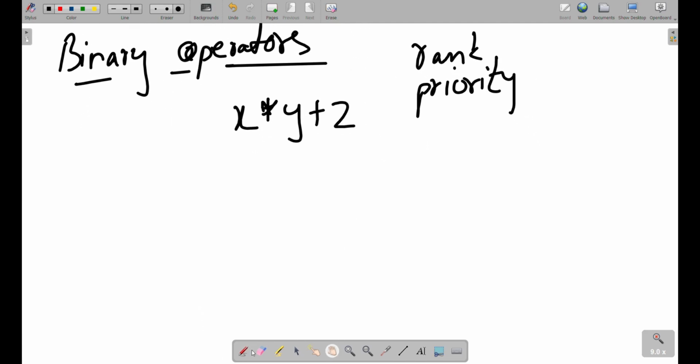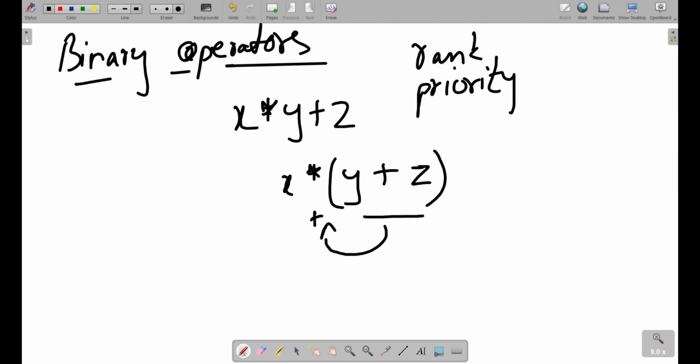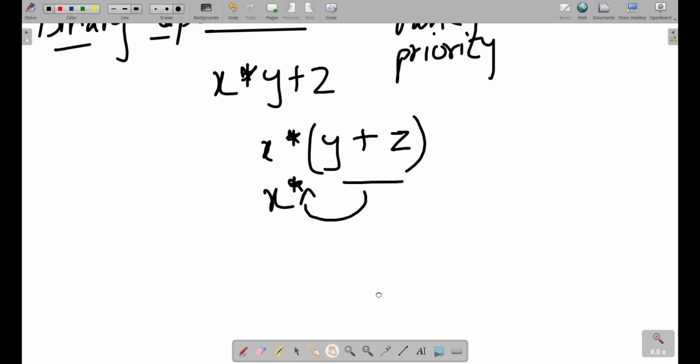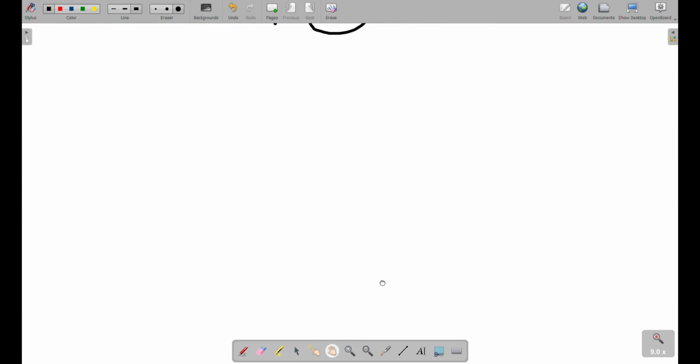First thing is the bracket has the highest precedence. What I mean is, if for the very same expression there is a bracket for y plus z, then you need to perform this operation first, and then multiply the value of this operation into x. So this bracket has the highest precedence. Generally the precedence comes into the picture when there aren't any brackets in an expression.